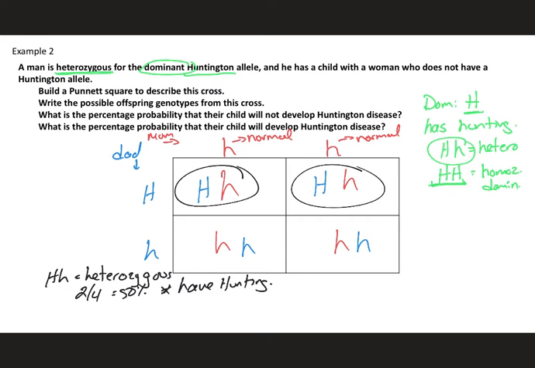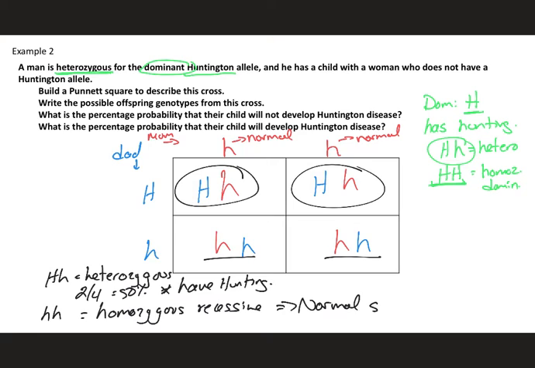The only other genotype is little h, little h. So if we're describing the genotype, this is going to be homozygous. Again, these are words you have to know how to apply, and this is recessive. Now, because this is a homozygous recessive, this means that they are normal. So we're going to have 50% of our individuals as homozygous recessive.